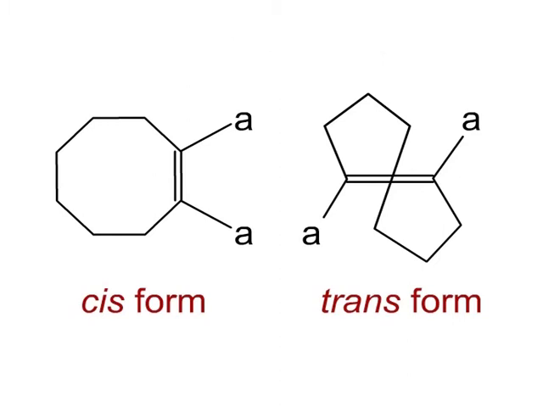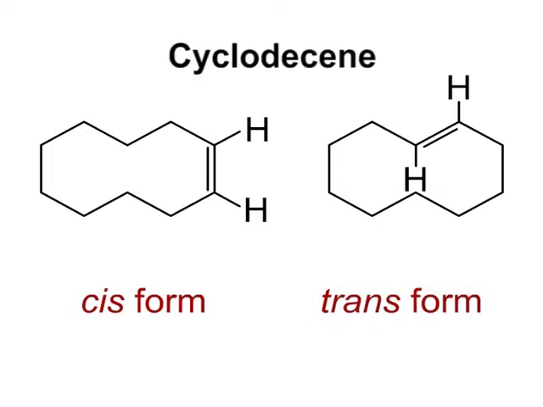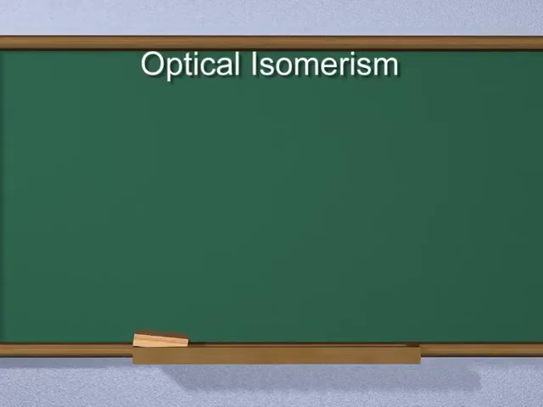Observe the structures on the screen. It exists as cis form and trans form. Similarly, in cyclodecene, two different forms are possible. Let us now learn about the second type of configurational isomerism, that is optical isomerism.